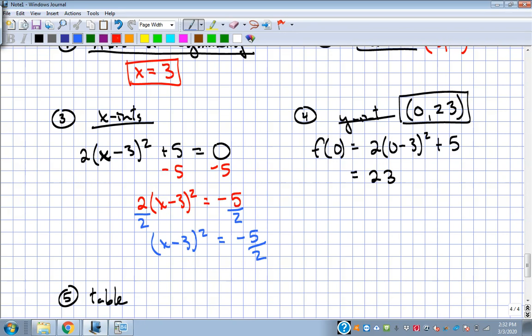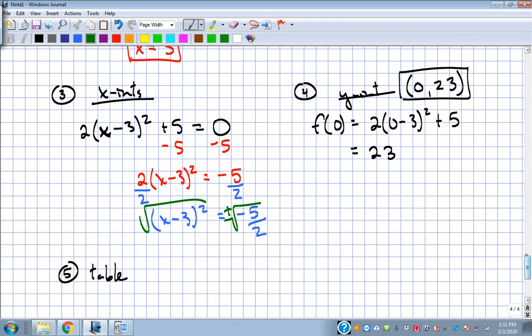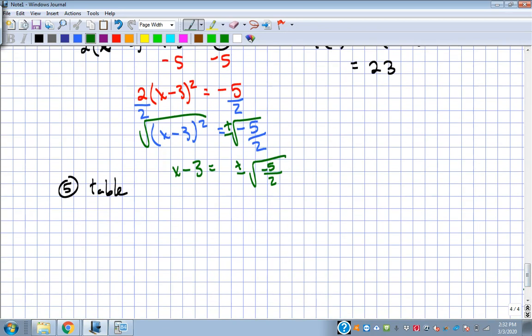So if I take the square root of both sides, plus or minus on the number side, remember, that's going to give us x minus 3 equals plus or minus the square root of negative 5 over 2. I didn't write my square root big enough. There we go. And then to get x by itself, I add 3 to both sides. So that's going to be x equals 3 plus or minus the square root of negative 5 over 2.